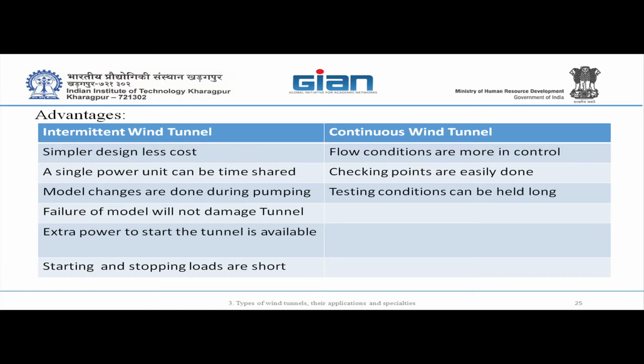Because the storage like this will contain up to 40 atmospheres, maybe 600 psi or something like that, you can run at higher pressure, and with higher pressure you get higher Reynolds numbers. Once you are sucking like an in-draft, you are limited to the atmospheric driving pressure. Total pressure is limited. You cannot play with this. We'll talk about this again. Flow conditions are more in control in the continuous tunnel, as we said also for the low speed.